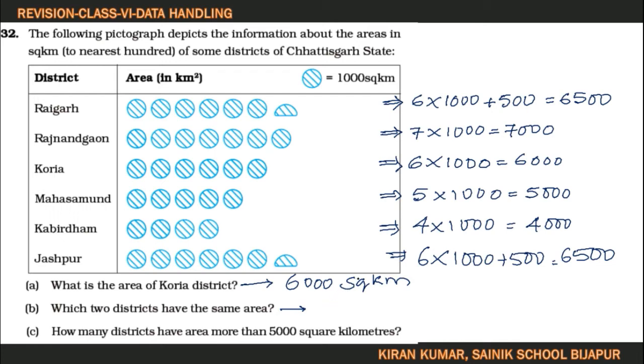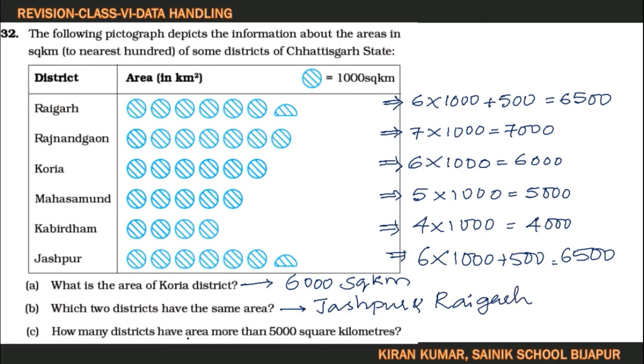Here on observing, we come to know that Jaspur and Raigad, they are having 6,500 square kilometers. So 6,500 is Jaspur and Raigad.